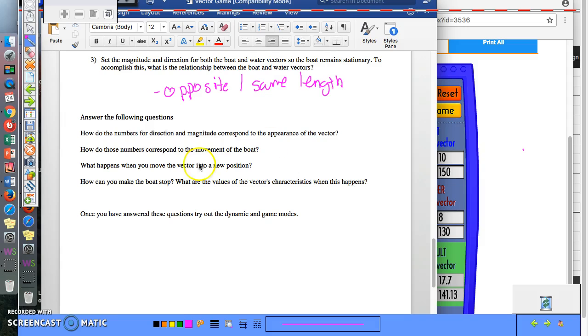So then what you have to do is answer these questions. How do the numbers for direction and magnitude correspond to the vector appearance? Well, that's obvious: our direction, and this one is our speed. The movement, that again was our magnitude. And then you guys go ahead and try answering the rest of these questions.